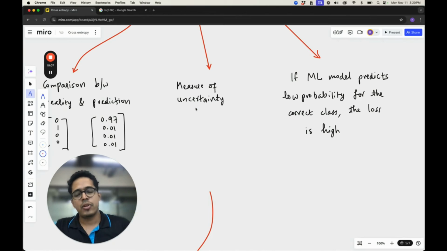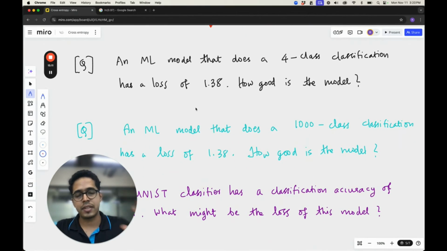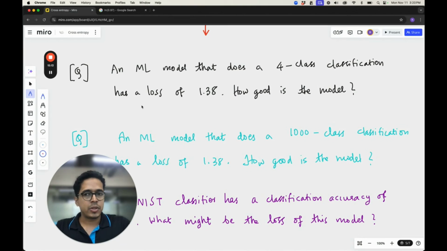Okay, now let's come to the last part of the video. I mentioned in the beginning of the video that I have 3 questions for you. Here is the first question. Let's say you have a 4-class classification, and this 4-class classification has a loss of 1.38, right? How good is the model?